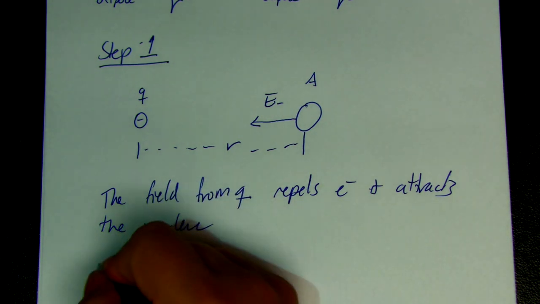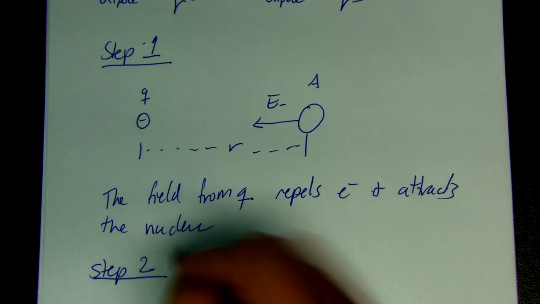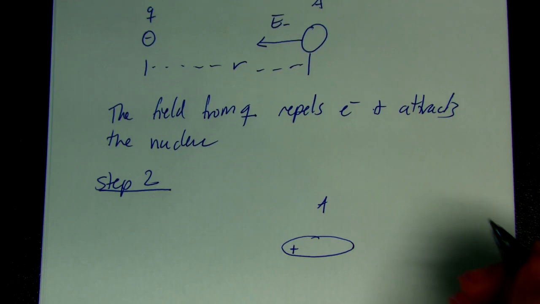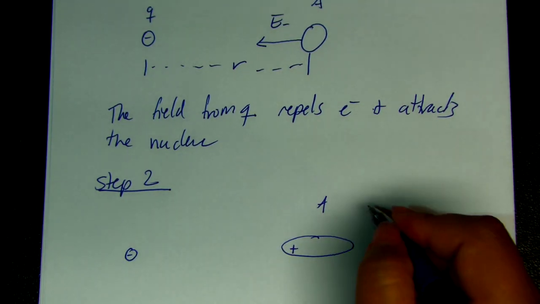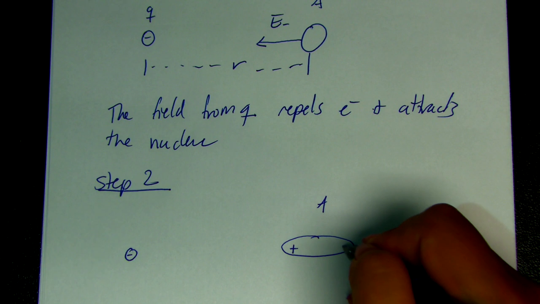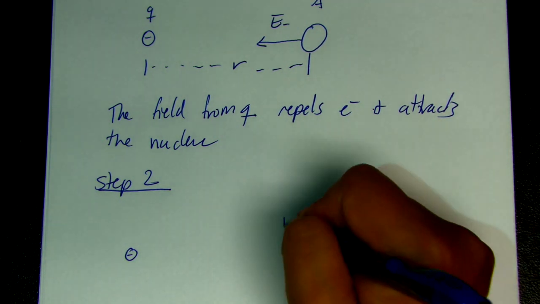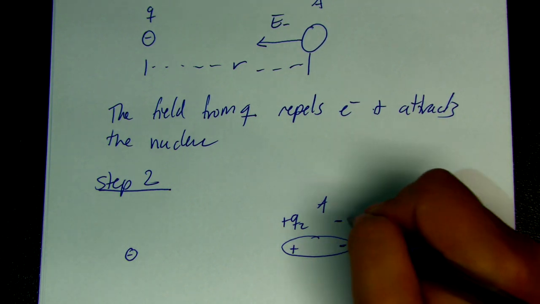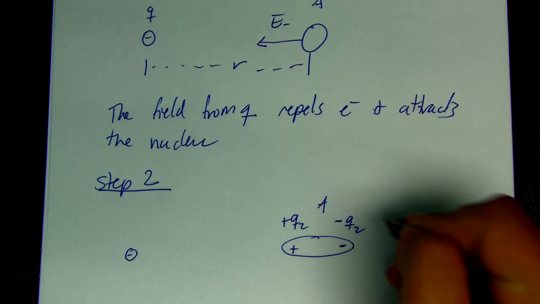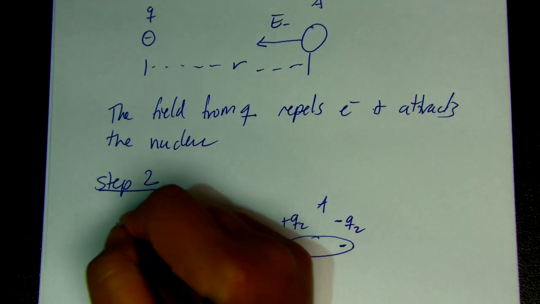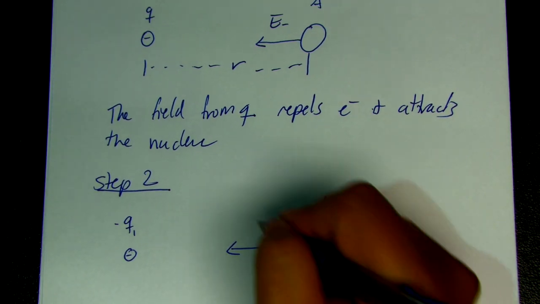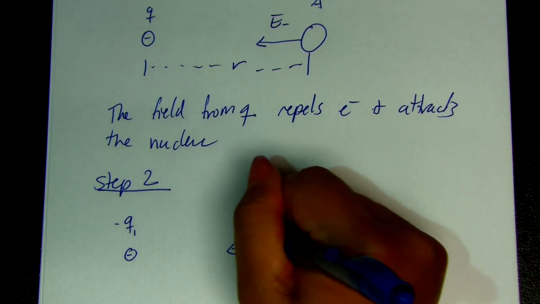So step 2, we've polarized our neutral atom. So now the positive end is closer to our negative charge Q, and the minus end is further away. So we have plus Q2 and minus Q2. Q1 is still hanging out over here. And so we still have the electric field from Q1.